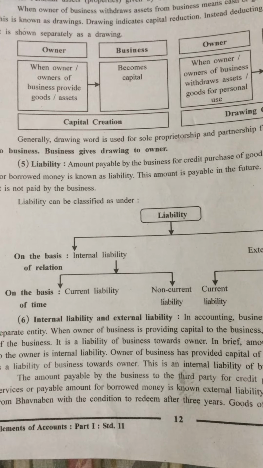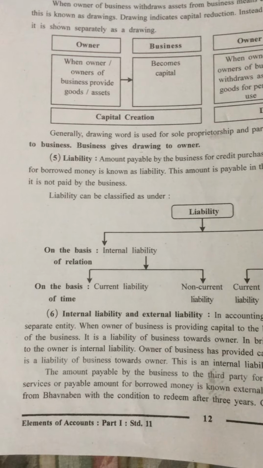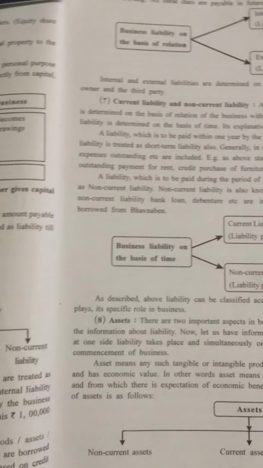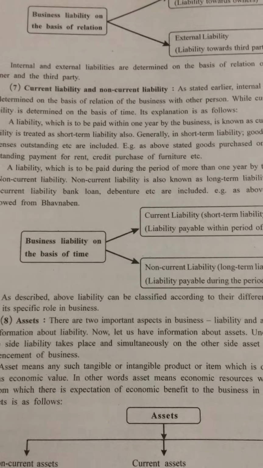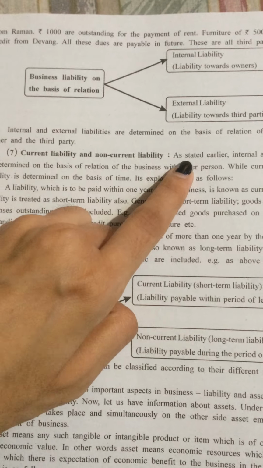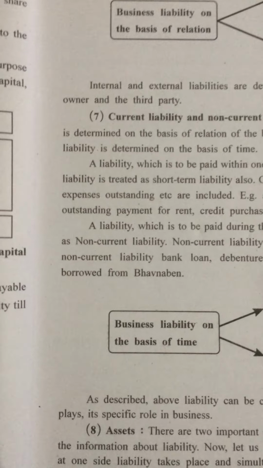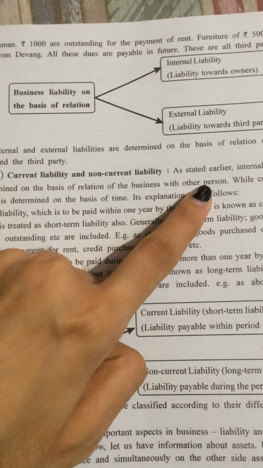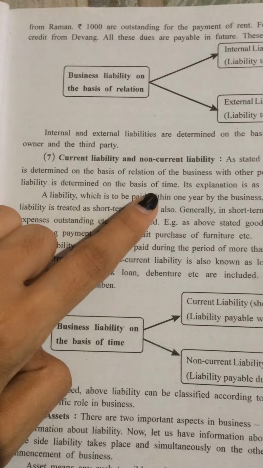So, in the last video, we ended our discussion with internal liability and external liability. Now, we are going to start with current liability and non-current liability. As stated earlier, internal and external liability is determined on the basis of the relation of the business with another person, while current and non-current liability is determined on the basis of time.